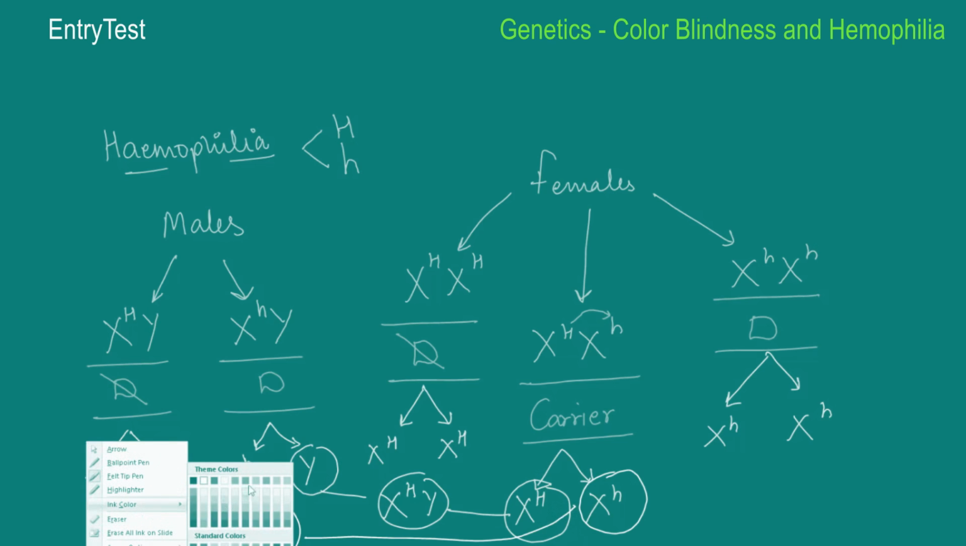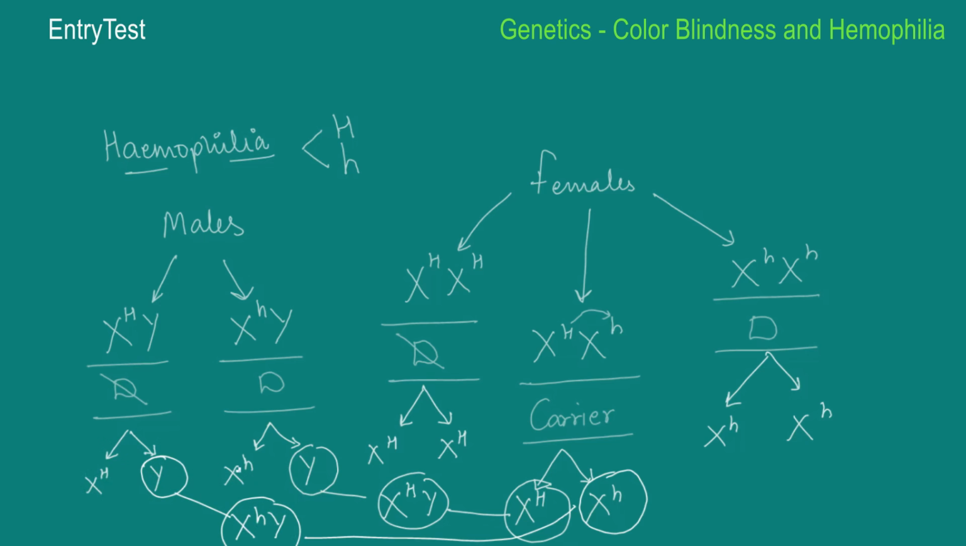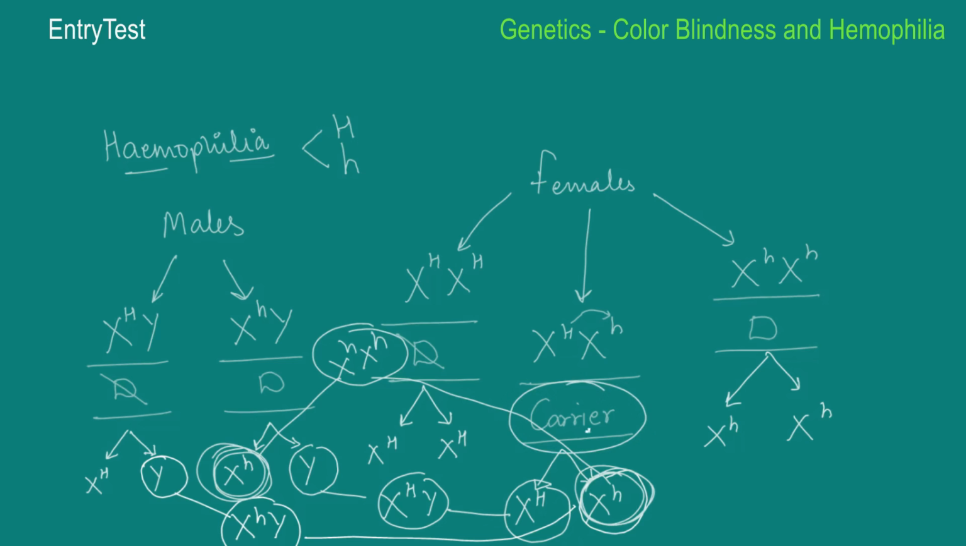Let me try out one more combination using some other color. Okay, let's suppose the fertilization takes place between this particular allele and again this particular allele. What is their offspring going to be? It's going to be homozygous, that means a female child which will have the disease. So you can see this person who is the carrier is not suffering from the disease on her own, but she has the ability to pass it on to her children through this recessive allele. So that is how the person is known as a carrier.